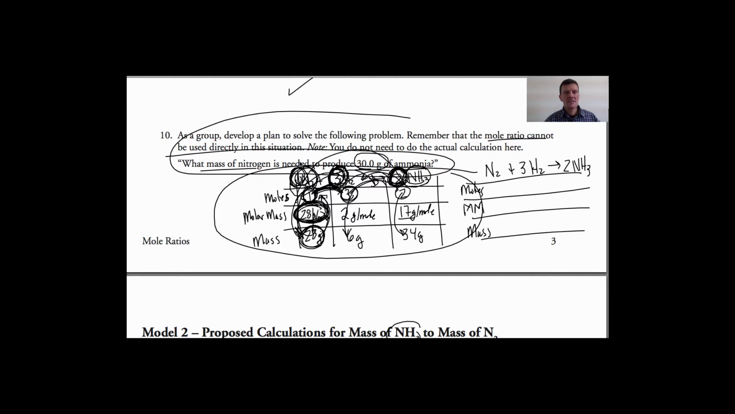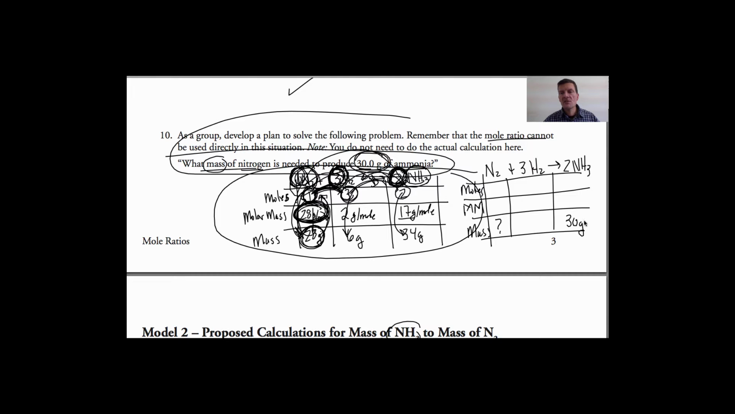And I am asked what mass of nitrogen is needed to produce 30 grams of ammonia. I am given the mass of ammonia, this number right here. What do I want? I want to find the mass of nitrogen, this number over here. You can't go straight from 30 grams to the mass of nitrogen. You have to always go from one column to the next. You always have to use the coefficients, the mole ratios.